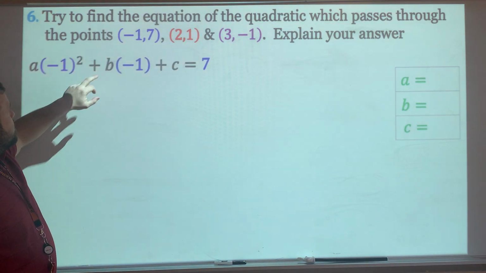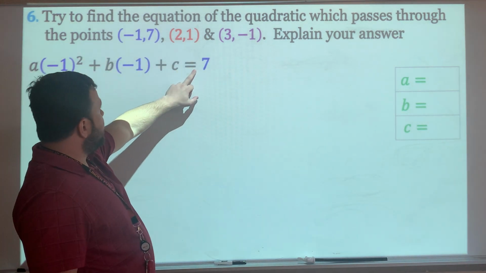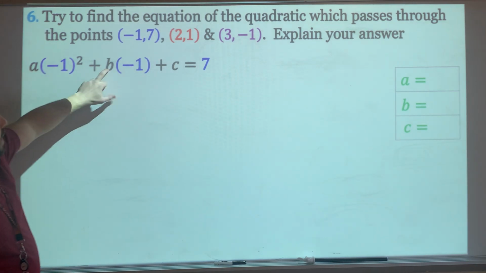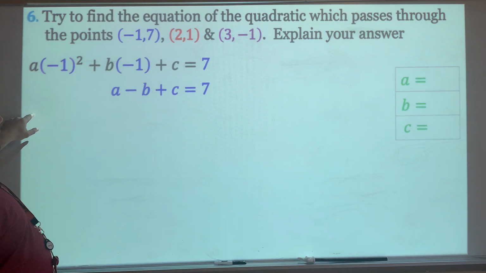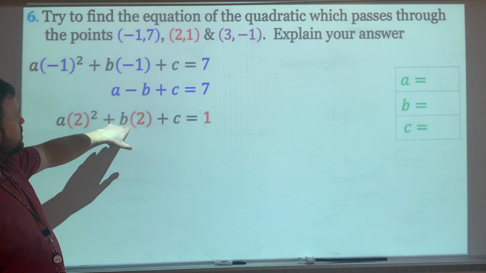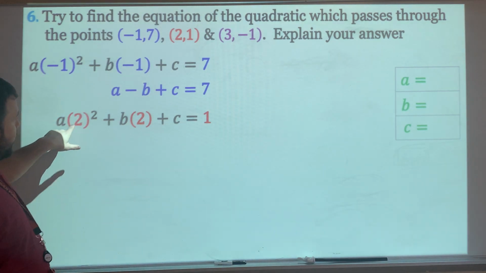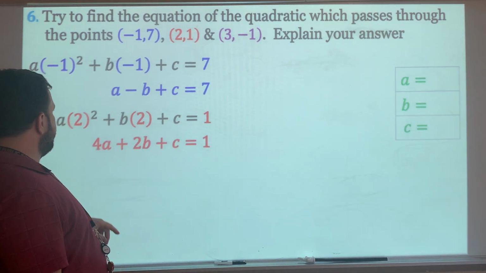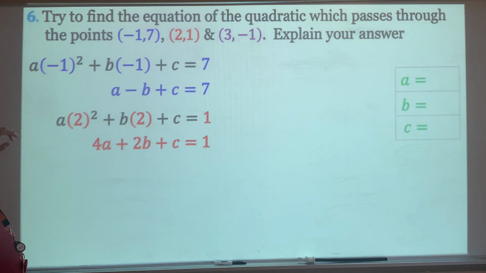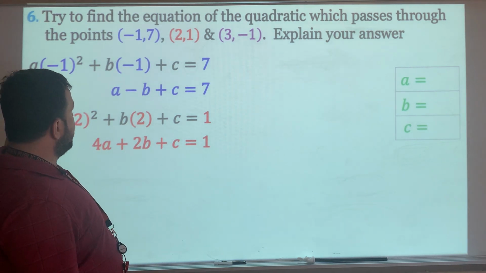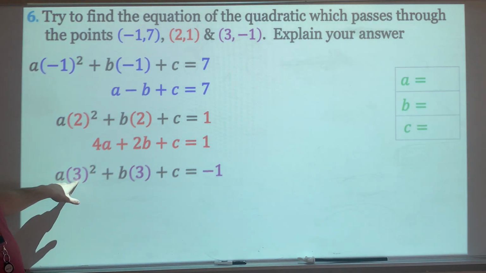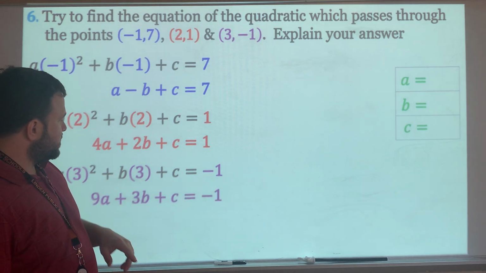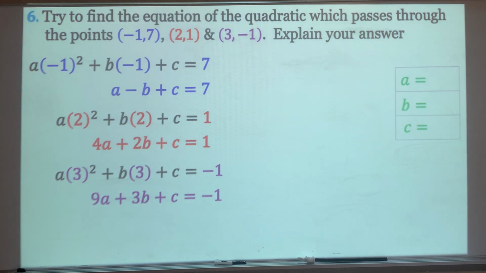A times -1 squared plus B times -1 plus C equals 7. A minus B plus C equals 7. That's equation number 1. Equation number 2: A times 2 squared plus B times 2 plus C equals 1, so 4A plus 2B plus C equals 1. Pretty good. All right, next question. A times 3 squared plus B times 3 plus C equals -1. 3 squared is 9, so 9A plus 3B plus C equals -1. All right. Any questions?